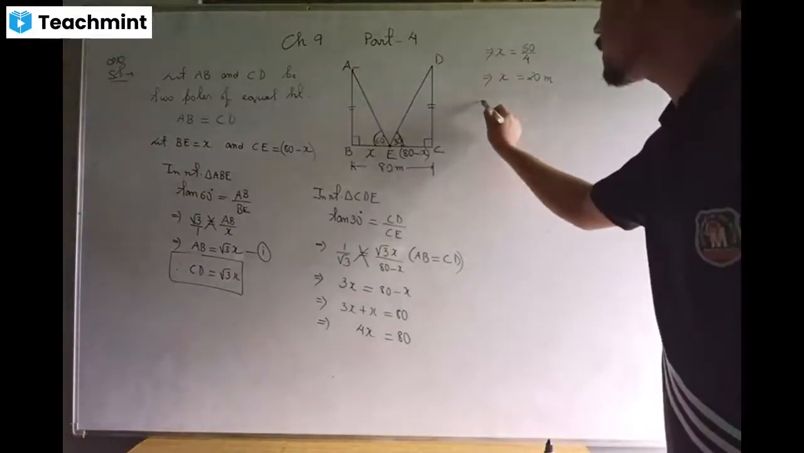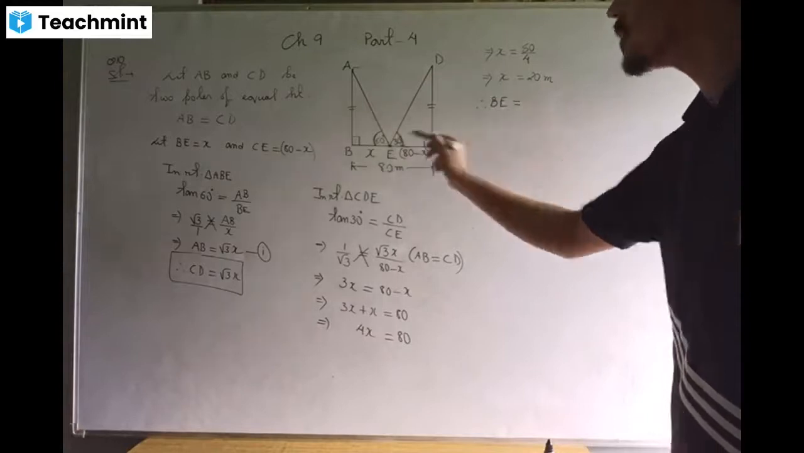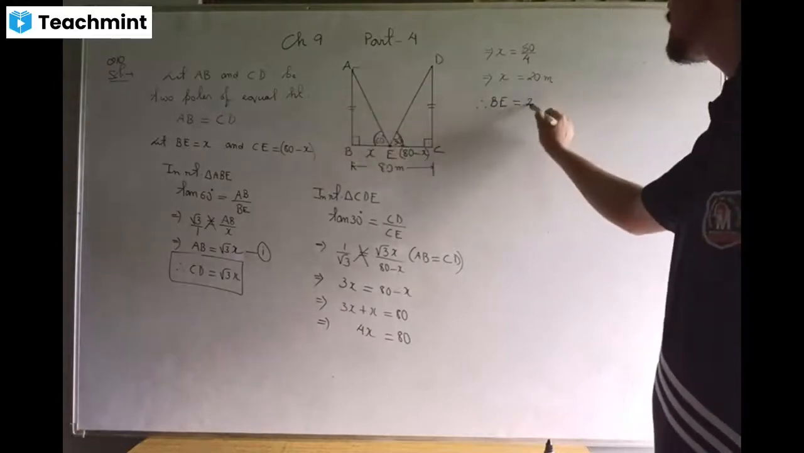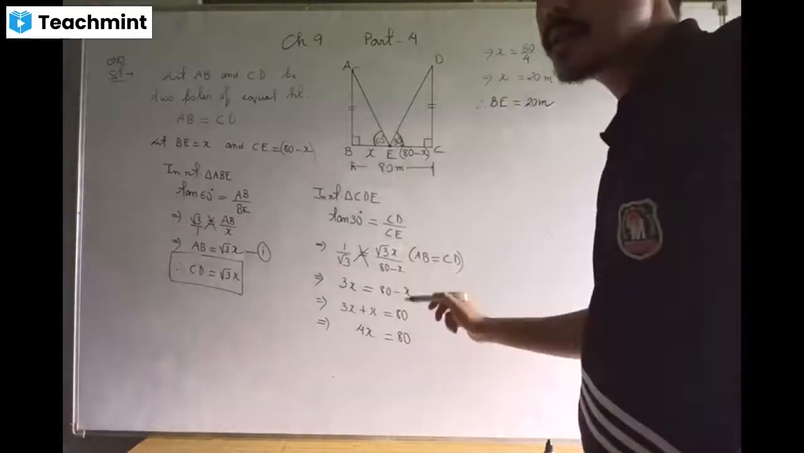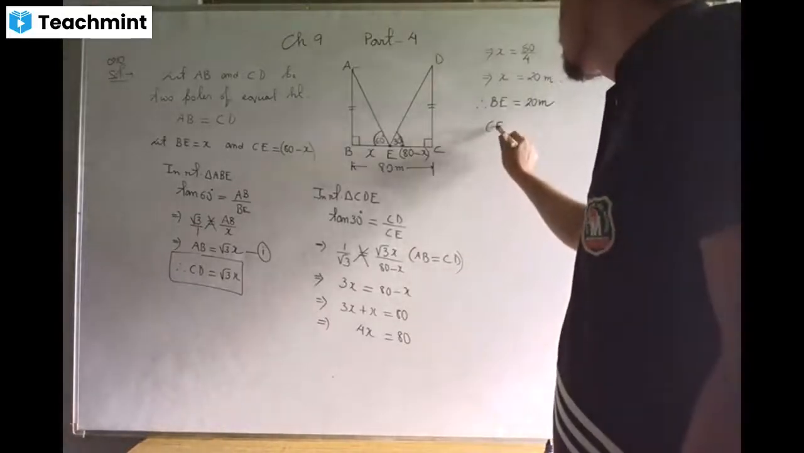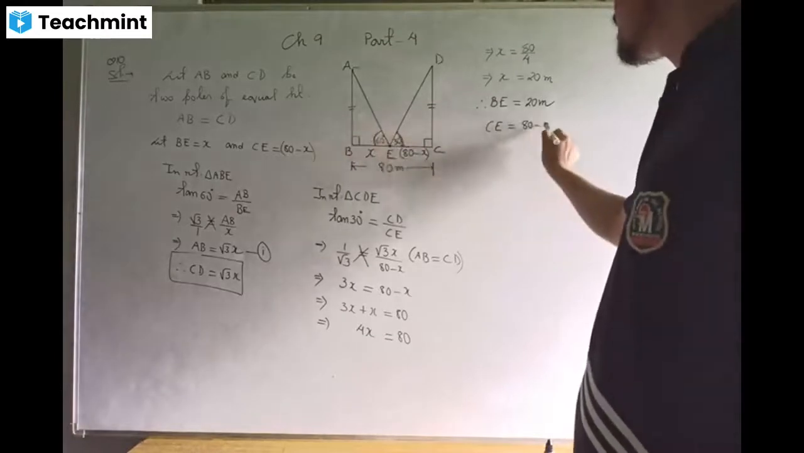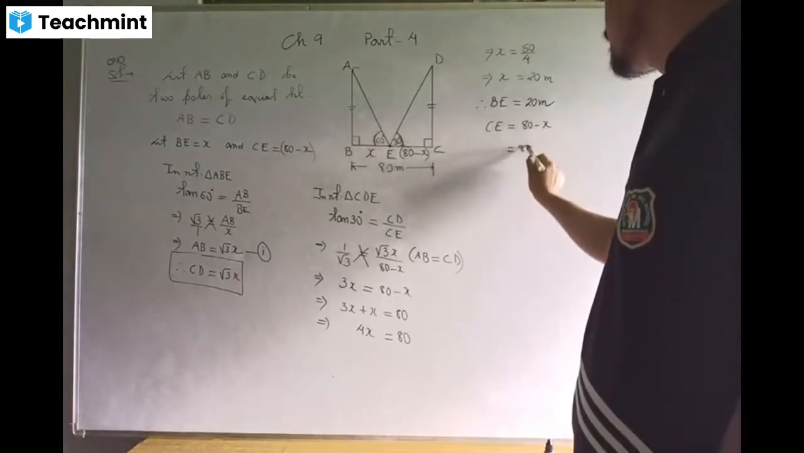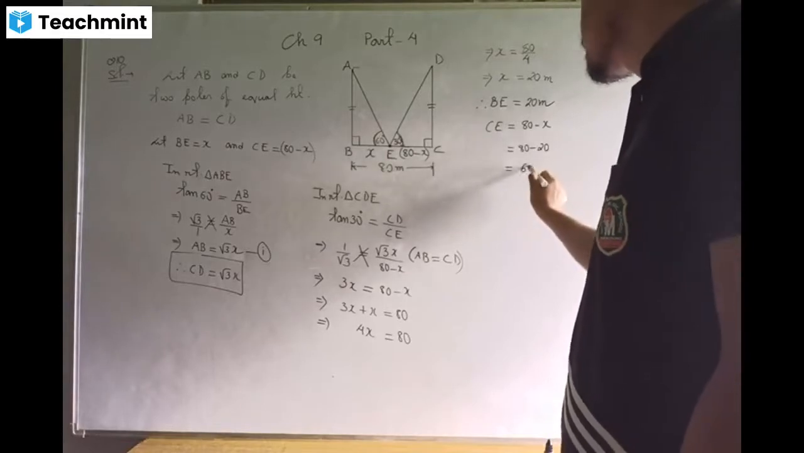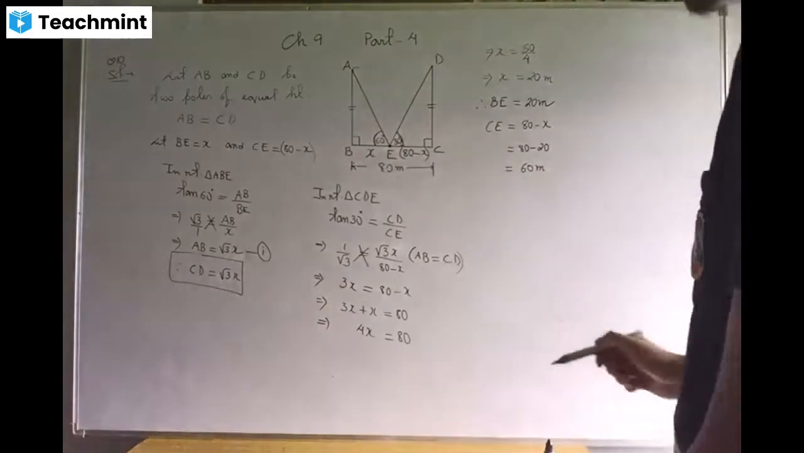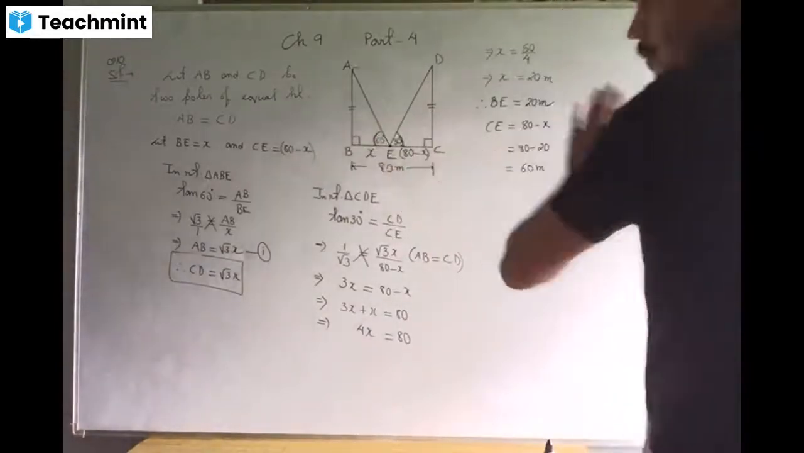Therefore, your BE, which we assumed to be x, is equal to 20 meters. And then your CE, we assumed it to be 80 minus x. 80 minus x is 20, which we obtained, so that is 60 meters. So we have obtained the distance of this point E from the two poles.